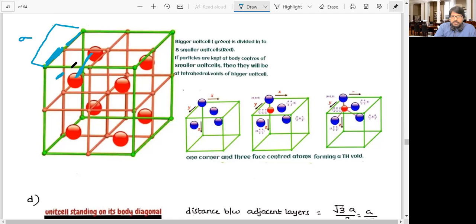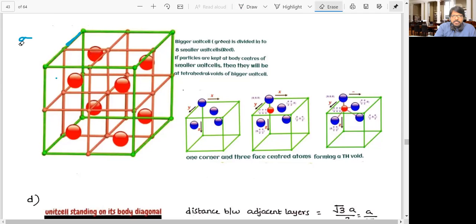And here this is the body center of this. Sorry, this is A by 2. From body center to this, it will be A by 4. And this is also A by 4. Now, the distance asked is A by 4 plus A by 4, that is A by 2. It's a very simple question, actually. Easily you can understand. It's not a big deal.